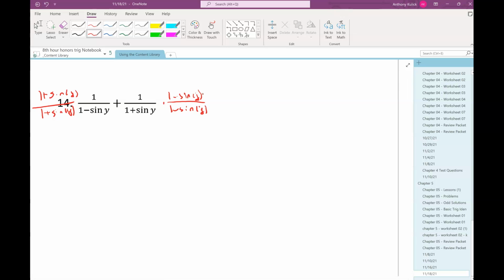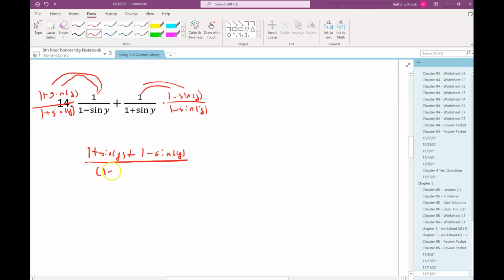But that's what you need to make. Your common denominator is just 1 plus sine x times 1 minus sine x. Everybody agree? There's nothing. They're relatively prime. There's no common factors between them. Okay, so I'll multiply the 1 through. Well, that just gives me 1 plus sine x. And then I'll multiply the 1 through, and that gives me 1 minus sine x. And my denominator is 1 plus sine x times 1 minus sine x.